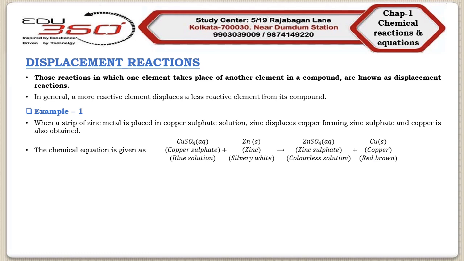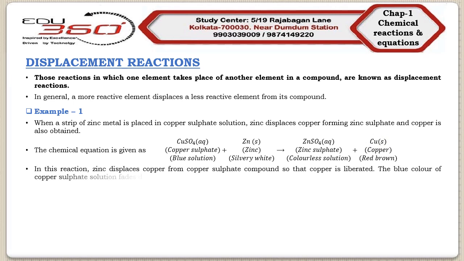Now if we go through this equation, then we find that this zinc metal is displacing the copper from copper sulfate solution. As a result, zinc sulfate solution is formed along with the formation of copper. So we can say that in this reaction, zinc displaces copper from copper sulfate solution or compound. So copper is liberated.